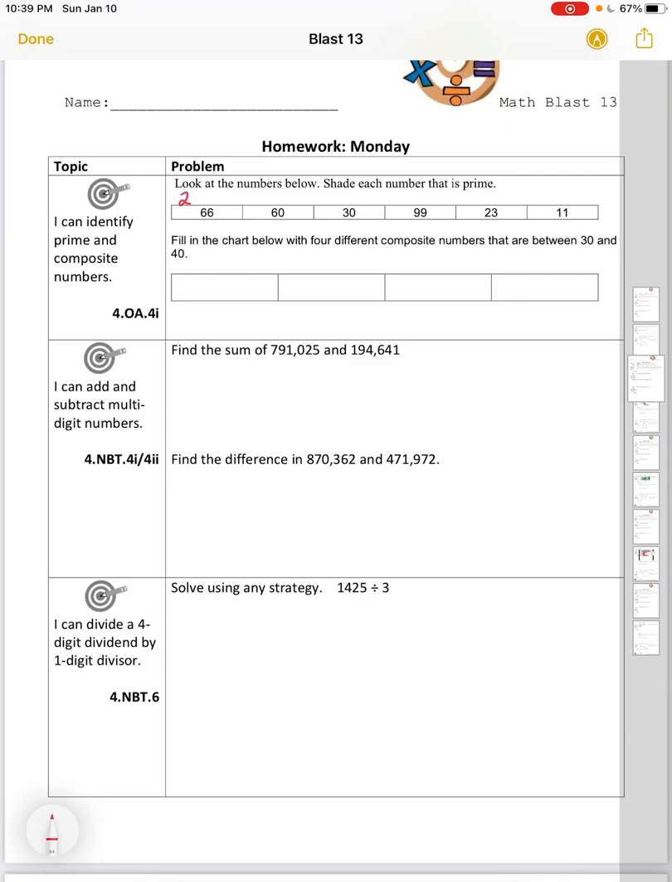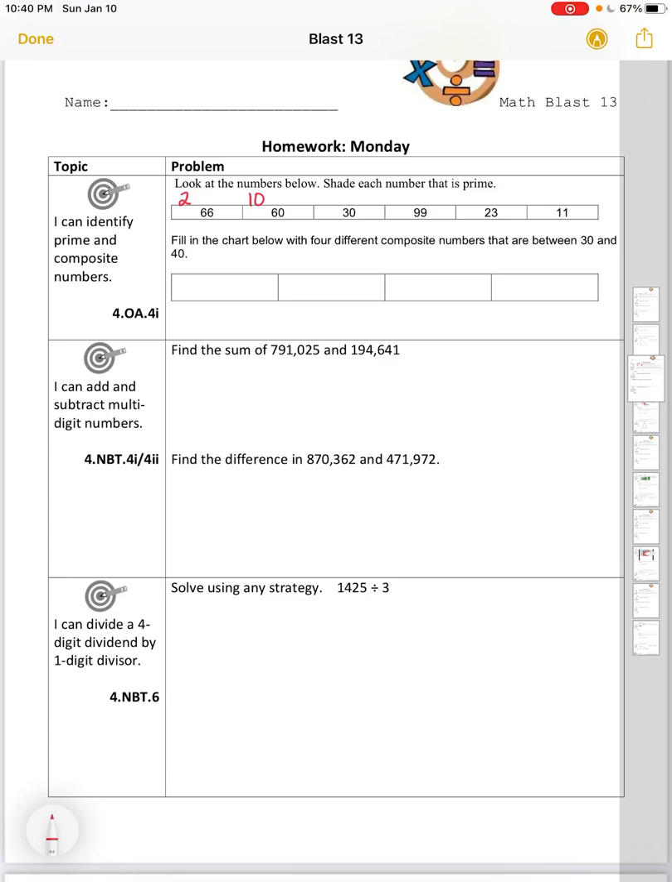60. 1 and 60 are factors of 60. But ending in a 0, I know that 10 is also a factor of 60, making it a composite number. Now keep in mind there are other factors as well, but I only have to identify that third factor to call the number composite.